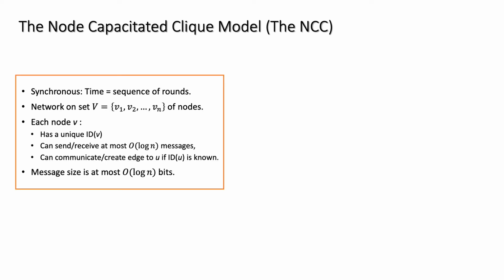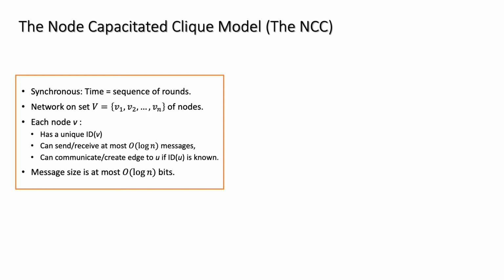For our distributed model, we consider the node capacitated clique model, NCC, recently introduced in SPAA 19. The NCC comprises n nodes that can communicate with each other via synchronous message passing. Each node is uniquely identified by an ID. We mostly assume an integer between 1 and n. A node can send at most O(log n) messages of size O(log n) bits per round. However, in order for a node V to send a message or create an edge to another node U, V must know the ID of U. Intuitively, U's ID can be viewed as its IP address.